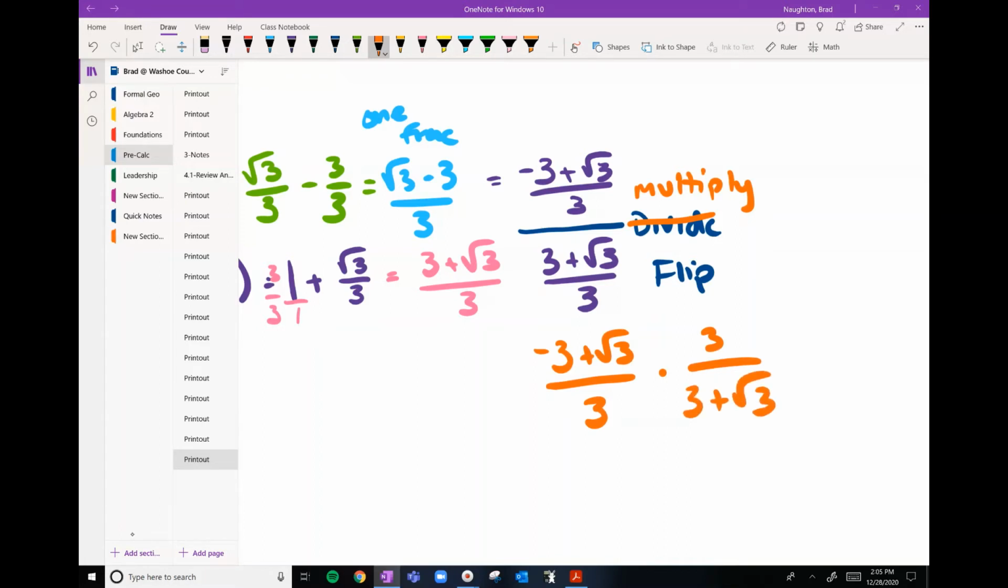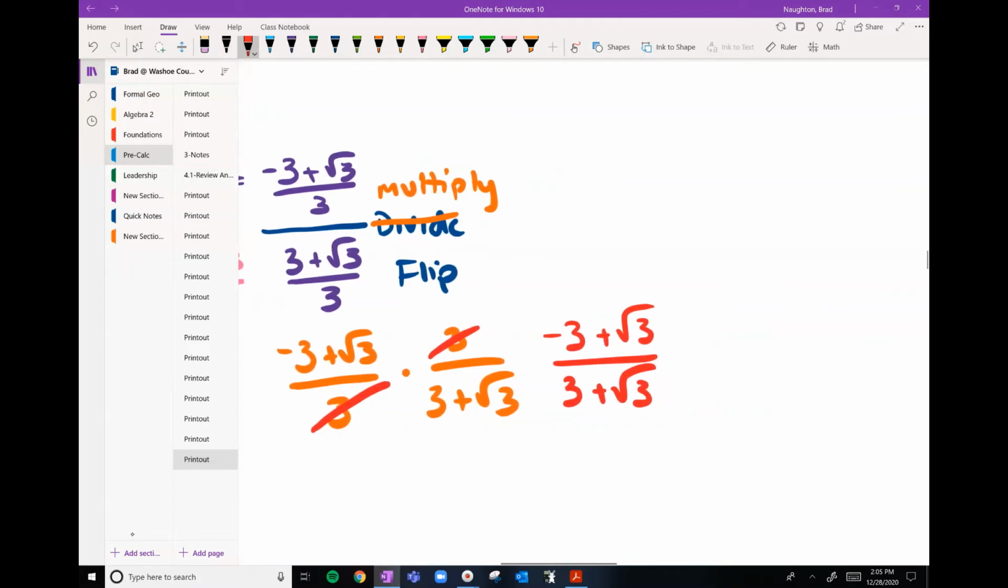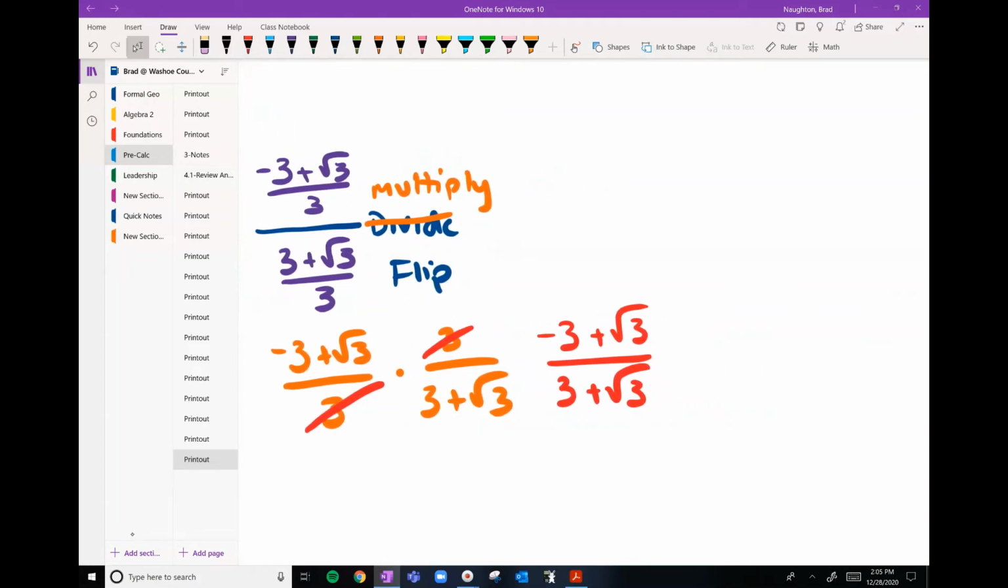And boom shakalaka, here we go. So the 3's will cancel out. Everything's going to be nice and easy. So I get negative 3 plus root 3 over 3 plus root 3. Alrighty, now we say that this is nice and simplified, everything is good to go.